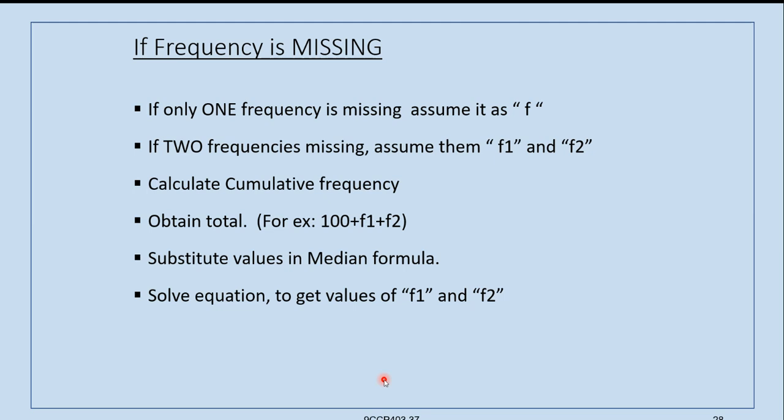Now, from here, we will be learning how to calculate the median when missing frequencies are given. In fact, the median value will be given and one or two frequencies are missing. So we have to find out the missing frequencies. That is the actual problem.